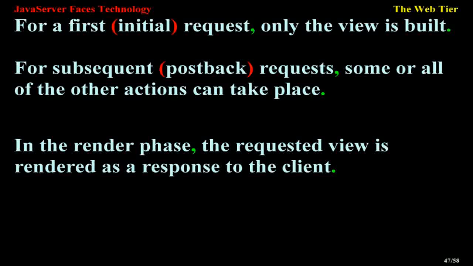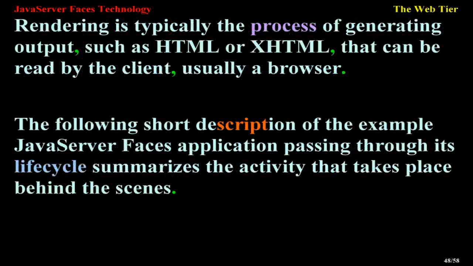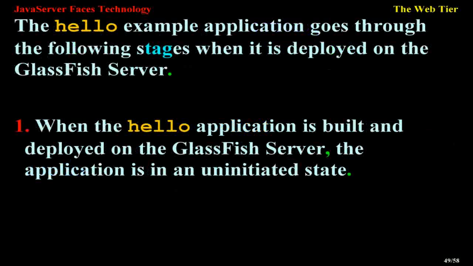In the render phase, the requested view is rendered as a response to the client. Rendering is typically the process of generating output, such as HTML or XHTML, that can be read by the client, usually a browser. The following short description of the example JavaServer Faces application passing through its lifecycle summarizes the activity that takes place behind the scenes. The Hello example application goes through the following stages when it is deployed on the GlassFish server. When the Hello application is built and deployed on the GlassFish server, the application is in an uninitiated state.